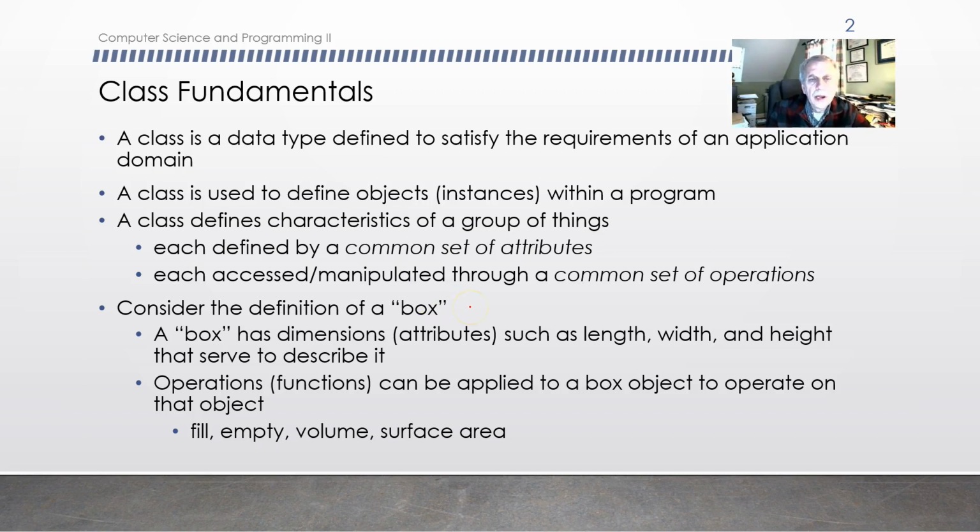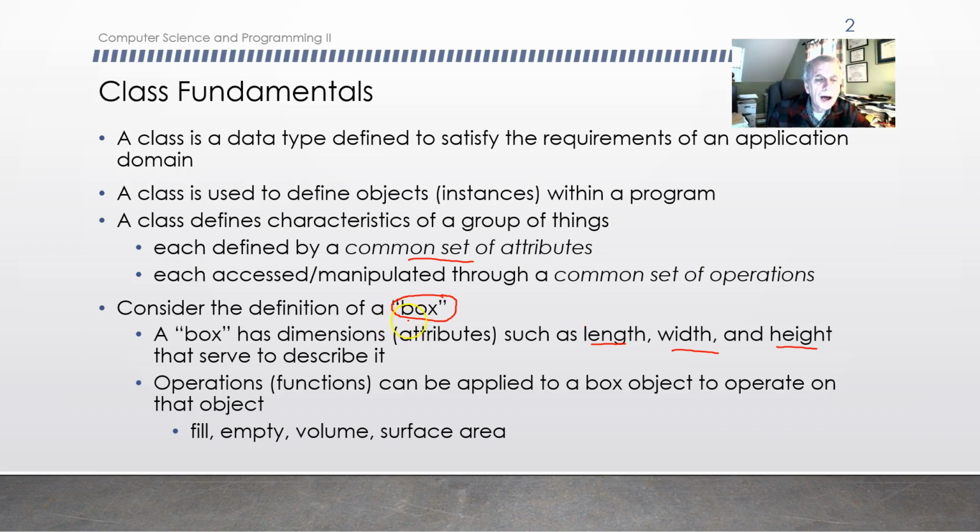Let me give you an example of what I mean. Let's take a look at the concept of something called a box. A box is a general concept. We have all kinds of boxes that might be out there. But looking at the common set of attributes, a box has things like dimensions. A box has a length, regardless of what kind of box we're referring to. A box has a width. A box has a height. And maybe various other attributes or characteristics that in general are possessed by every box.